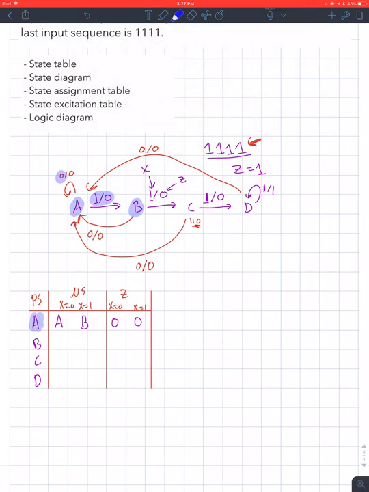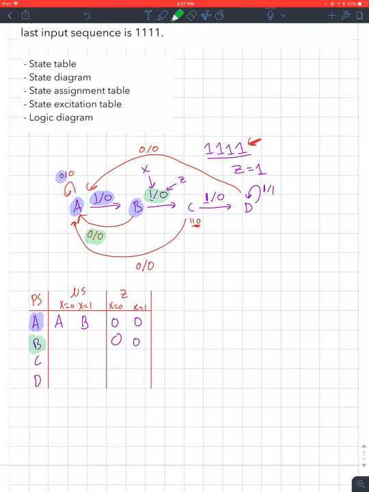Now for B, let's just color code these. Now for B, when X is 0, it's right here, the output is 0. When X is 1, the output is also 0.